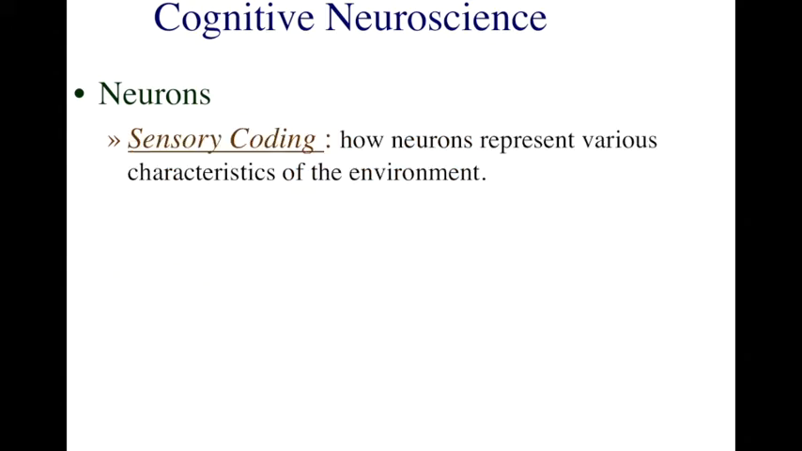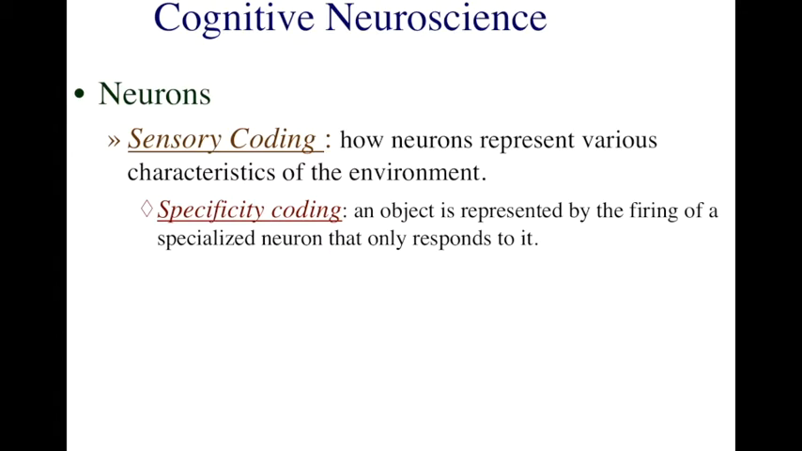When we talk about sensory coding, what we're really talking about is how neurons represent the characteristics of our environment. We have these cognitive representations, and we know that the cognitive representations are somehow working on a neuronal level. So the area of sensory coding is quite critical to understanding how we represent the external world.